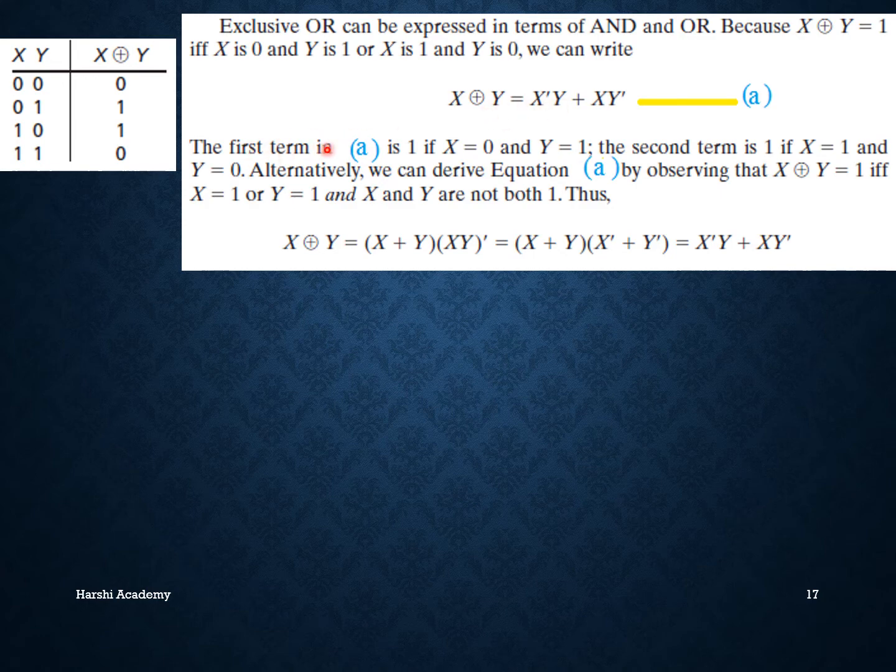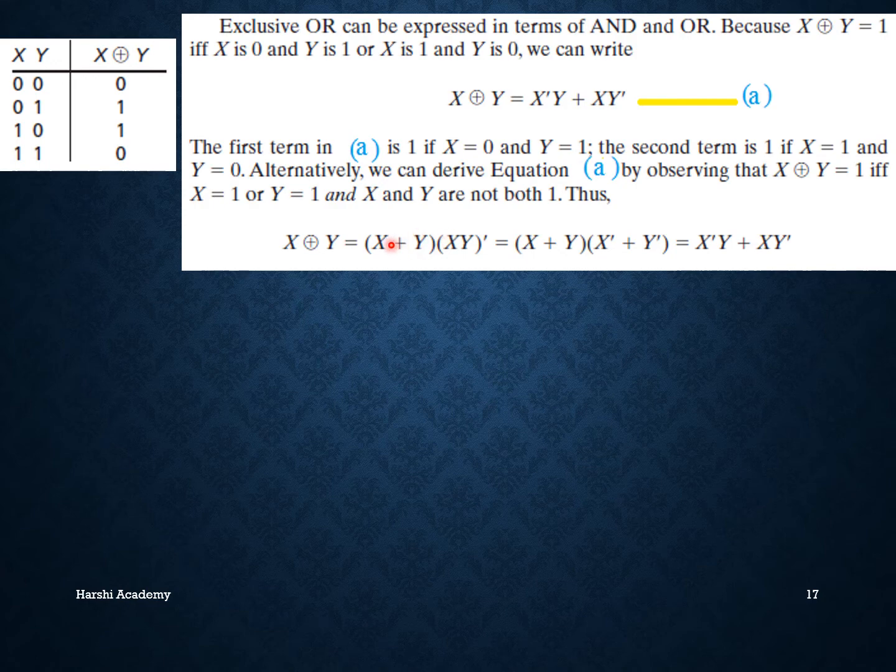The first term in A is 1 if x equal to 0 and y equal to 1. The second term is 1 if x equal to 1 and y equal to 0. Alternatively, we can derive equation 1 by observing that the output of exclusive OR equals 1 if x equals 1 or y equals 1 and x and y are not both 1. Thus, we can write it like this.